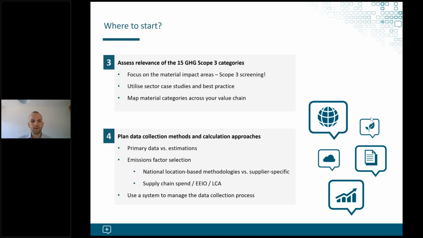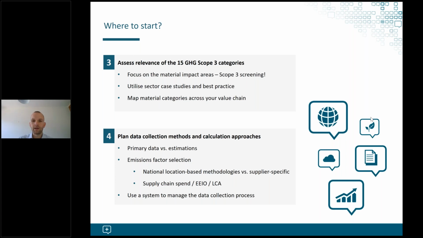And then the final point here is to plan your data collection methods and calculation approaches. At this point, we should have a clear breakdown of our relevant Scope 3 categories. And within those hotspots, we know who the key players are who need to be engaged with. So from here, we can really plan out our collection and calculation strategy. And it is very important to plan this because there's a lot of moving parts, a lot of elements within this whole process. So the plan should include primary data versus estimations.